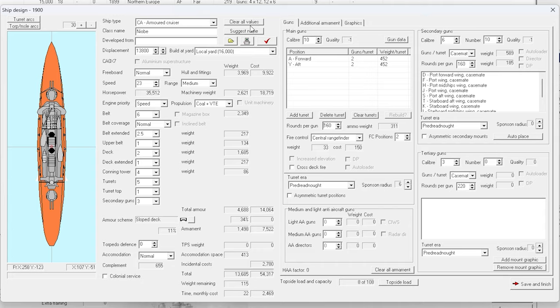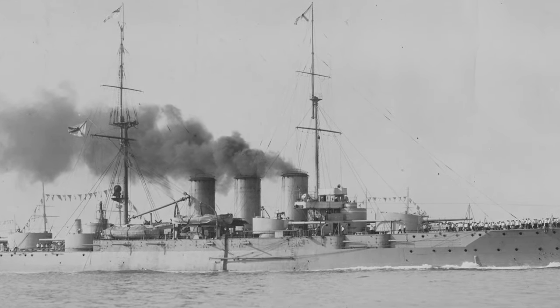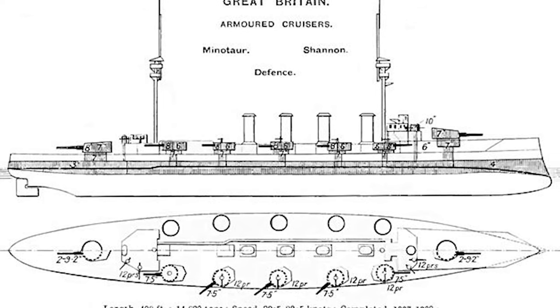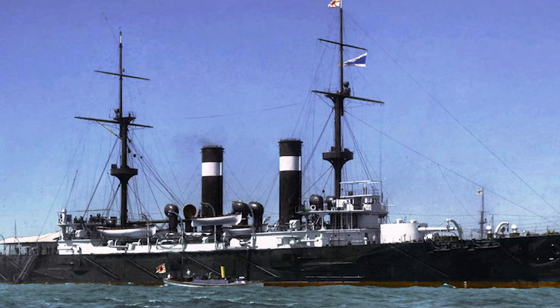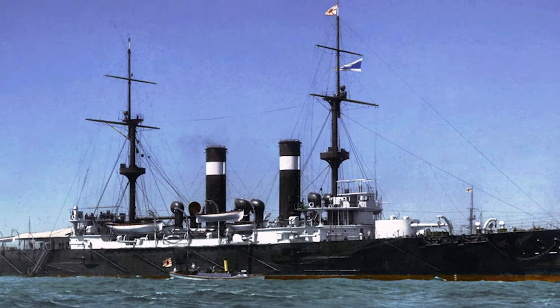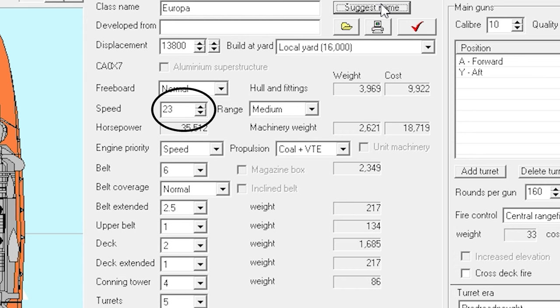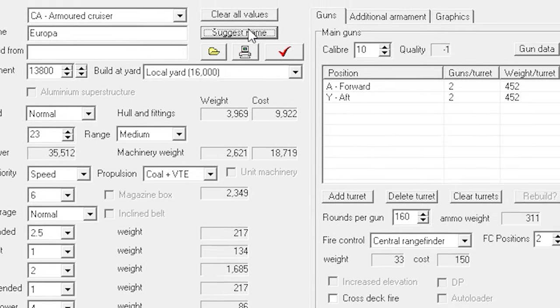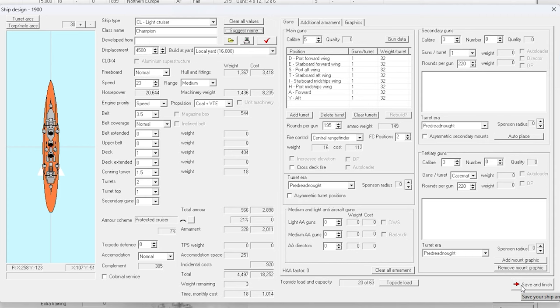Moving on to the armoured cruiser. They were large ships that were both relatively armoured and had big guns, but smaller in both to a pre-dreadnought. They were used in far off stations to protect assets that were not easily reached by battleships, and could run away from one if they did appear. My design was called the Europa, and as you can see, it is as fast as 23 knots and had 10-inch guns, quality -1.